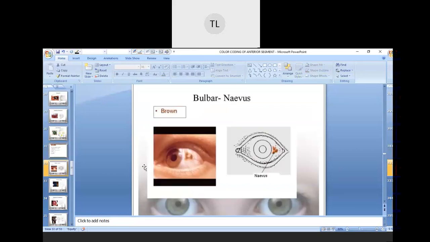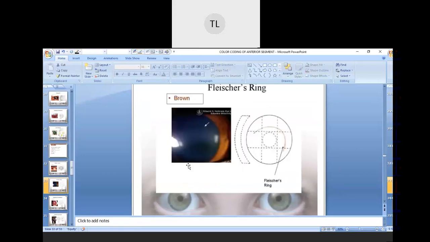Okay, so first we have is a bulbar nevus. This is how the nevus will look like. This nevus is basically because of the hyperpigmentation of your melanin pigment. This is the excess secretion of the melanin pigment that appears in the conjunctiva, the whitish area. So in the bulbar area of the conjunctiva, this will appear brown in color. For drawing purposes, you have to draw the nevus like this. You have to draw the eye, and then use a brown color in order to denote this nevus. Okay, so next we have is the Fleischer ring.